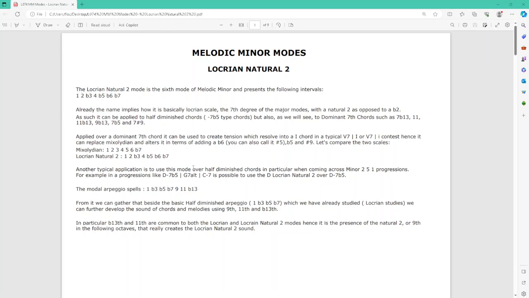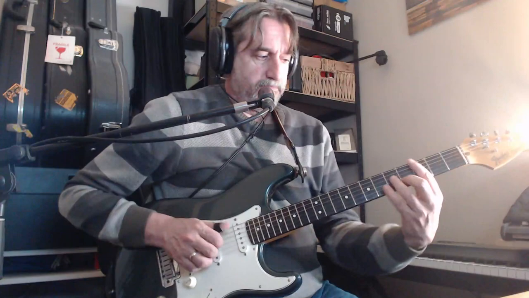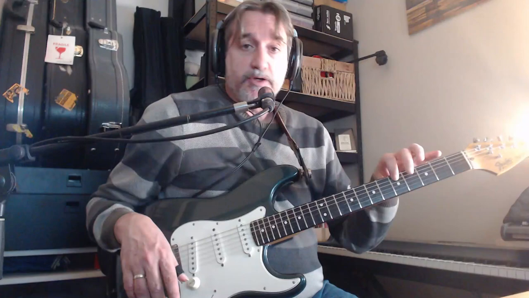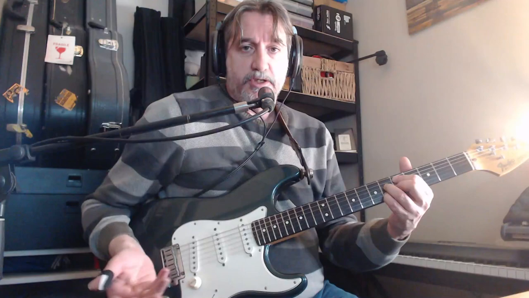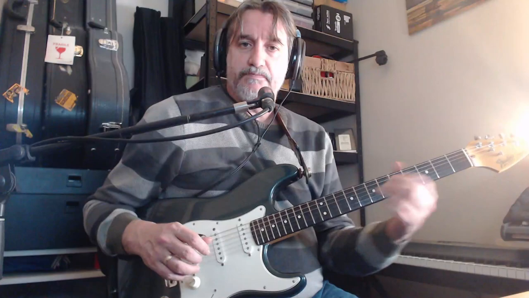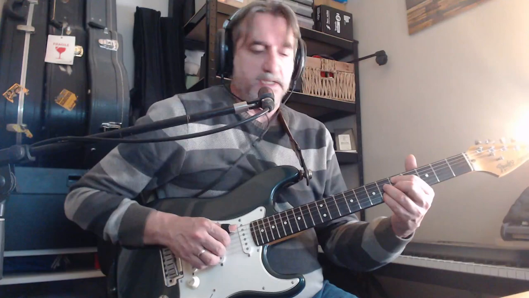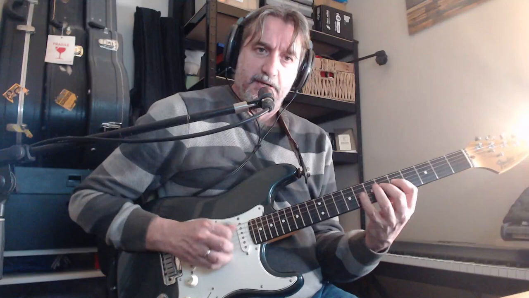Another typical application is to use this mode over half-diminished chords, in particular when coming across minor 2-5-1 progressions, for example in a progression like D minor 7 flat 5, G7 altered, C minor. And it's possible to use the D Locrian Natural 2 over the D minor 7 flat 5. So what's happening in this case, we're back to a minor 2-5-1. But instead of applying G Locrian Natural 2, we're actually using it over the 2 chord. So for D half diminished, we're using D Locrian Natural 2, as opposed to D Locrian. And D Locrian will fit, and we know from the major modes, Locrian is a scale that applies nicely to a half diminished chord. But that flat 9 always makes it a bit harsher as a sound.